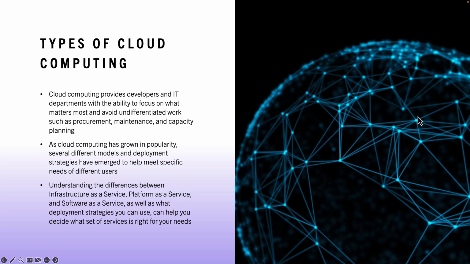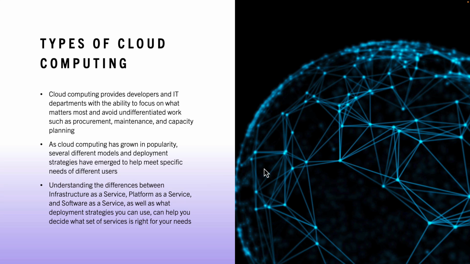Now, when we talk about cloud computing, there are various types of cloud computing. Typically, we call it three types of cloud computing models. The first type of cloud computing model that we have got is infrastructure as a service. The second one, we call it platform as a service. And the third type, we call it software as a service.